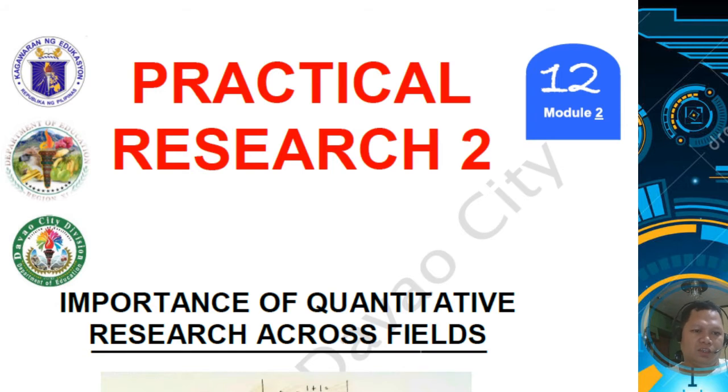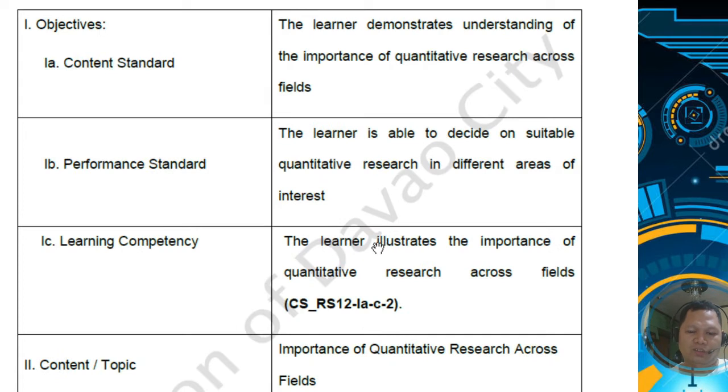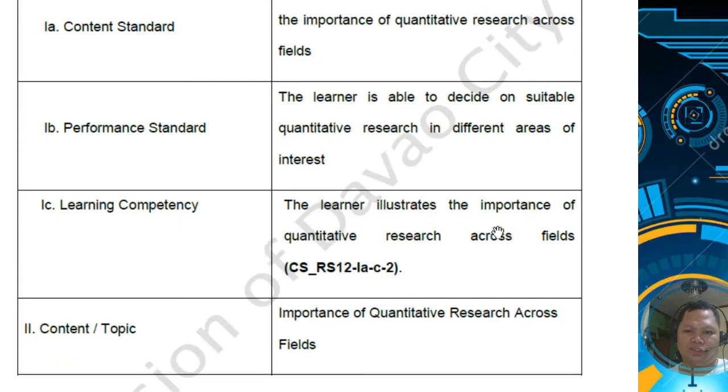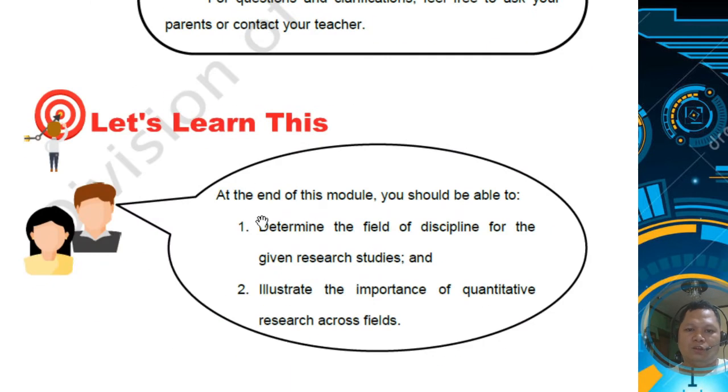In this module, we have our learning competency: the learner illustrates the importance of quantitative research across fields. The objectives for this lesson are, number one, determine the field of discipline for the given research studies, and number two, illustrate the importance of quantitative research across fields. I hope you get the objectives for this module.